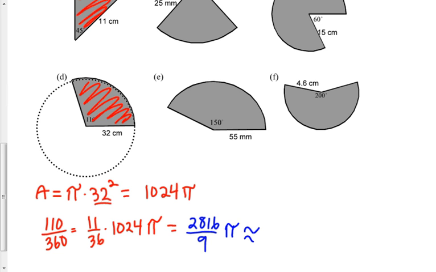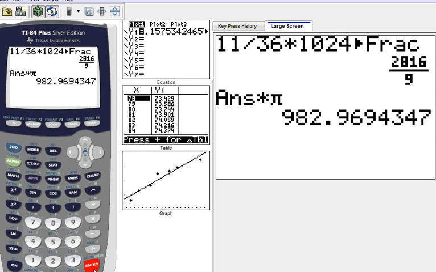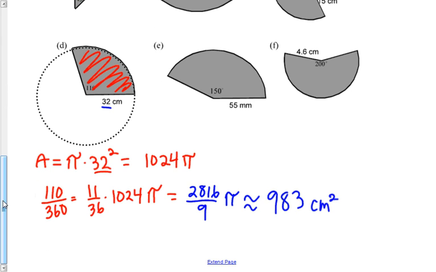Now I'm going to approximate that. Since this is a whole number, I'm going to go to the nearest whole number. So I multiply that times pi. And on my calculator, I would just do times, use the pi. And that gives me 982.96, which is to the nearest whole number, 983. And then I need to label that, since it's area, squared centimeters.